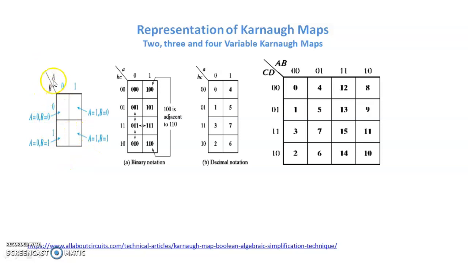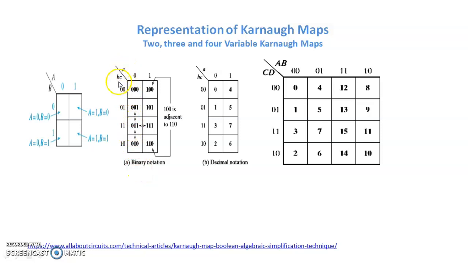So for 2 variable K-map, when we consider the variable sequence as A and B, when A is equal to 0 and B is equal to 0, that particular output term is represented in this cell. When A is equal to 1 and B is equal to 0, that particular term is represented in this cell. When A is equal to 0 and B is equal to 1, whatever the output term will be there, that will be represented in this particular cell. And when A is 1 and B is 1, that output term is represented in this particular cell.